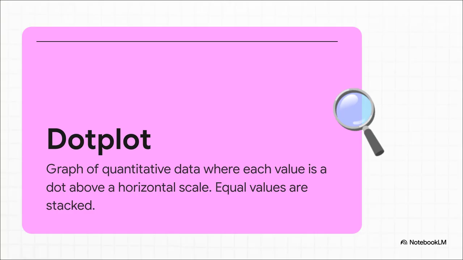First up, the dot plot. It's so simple, but it's incredibly powerful. Every single data point gets its own dot. Now, this is amazing because it means absolutely nothing is lost. You get the big picture, the overall shape and spread, but you can still see every single individual value. You can literally recreate the original list of numbers just by looking at this graph.